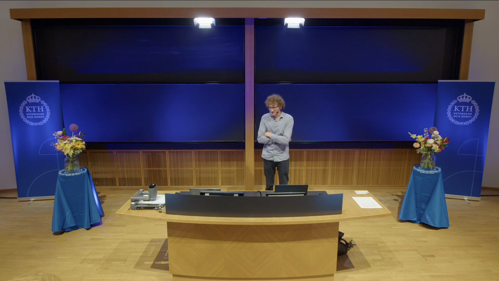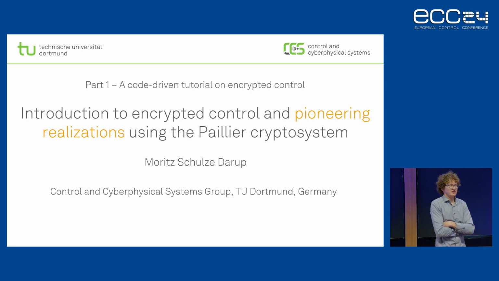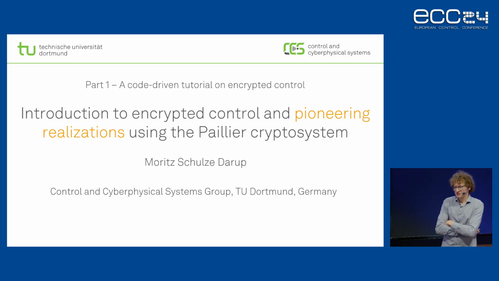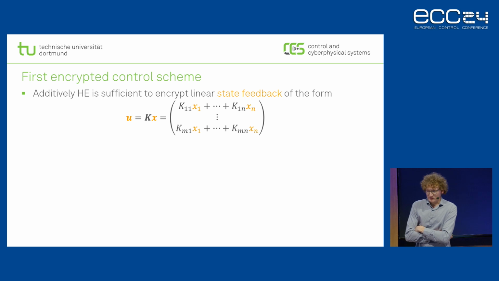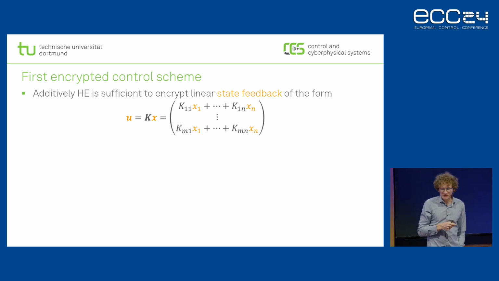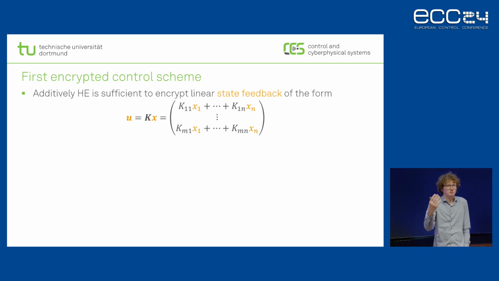Okay, so that's it. We have our first crypto system which has these homomorphisms, which we can then use to realize an encrypted controller. And I will now show you the one pioneering realization, which was kind of the starting point of encrypted control. And this is quite simple linear state feedback. Because if you think about linear state feedback in this cloud-based implementation, the motivation for doing so is not so strong, right? Why should I put a linear state feedback controller in the cloud? But this may be useful in this multi-agent setup, right?